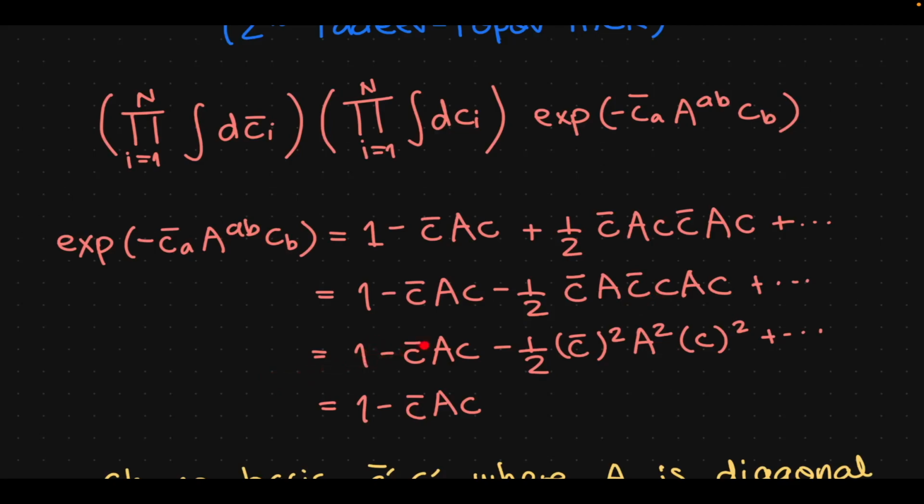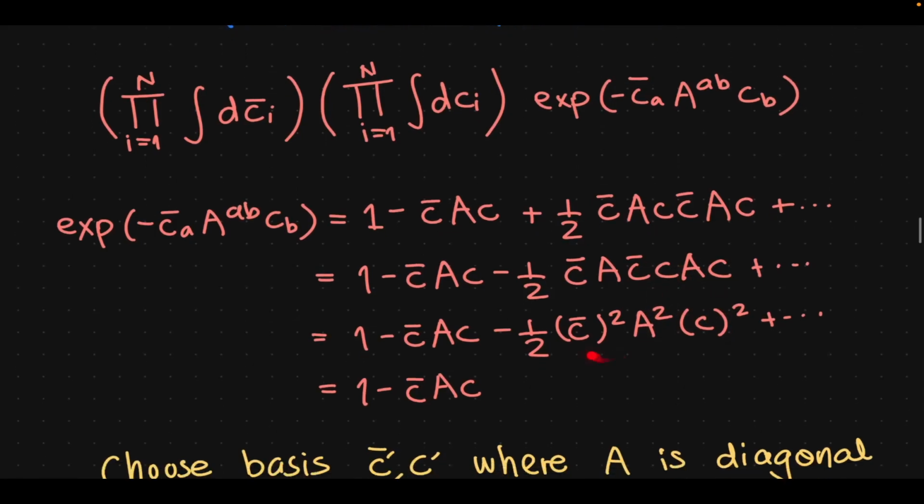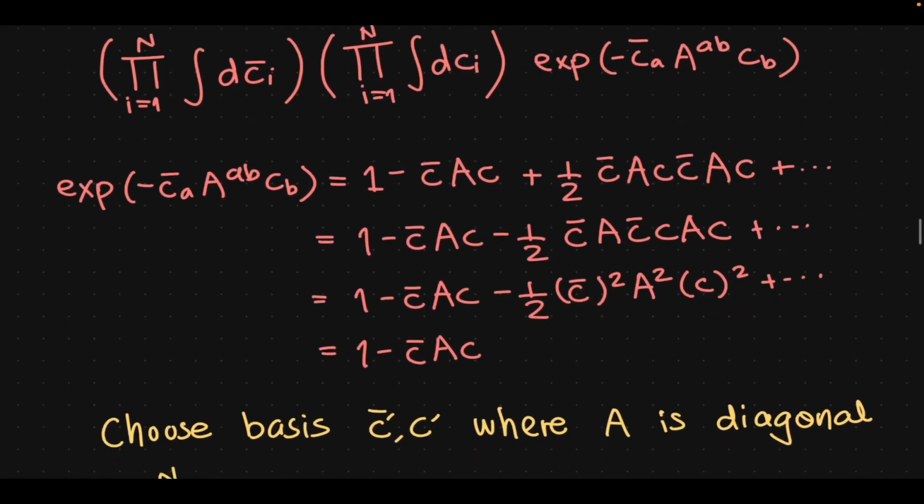So we have 1 minus c bar ac minus 1/2 c bar squared. This a is just a number because it's being summed. A squared, and then same thing. So we can pull both the a's in the middle, a squared, and we have a c squared. Now, since they're Grassmann valued, c bar squared and c squared are identically 0, and the same goes for the higher order terms. So we just have the 0th order term, which is 1, and the linear order, which is c bar ac.